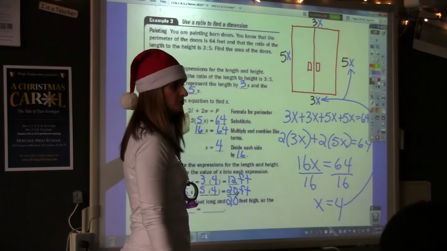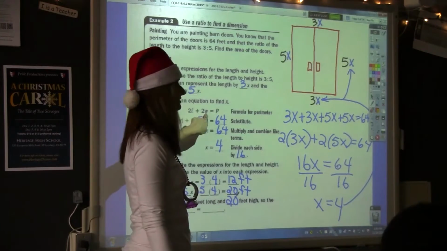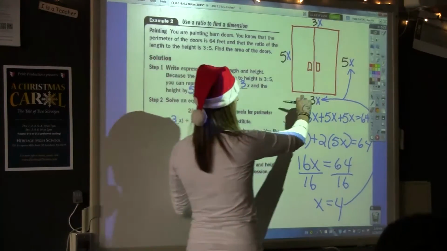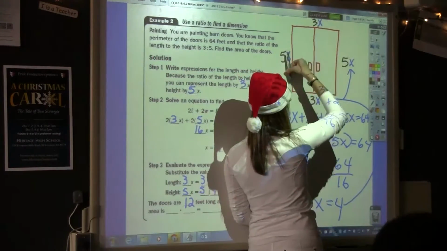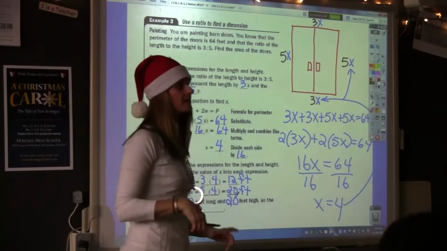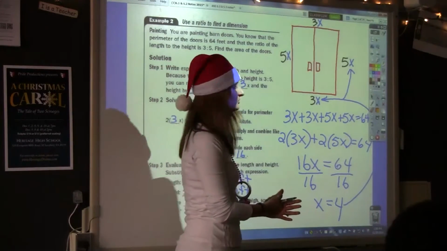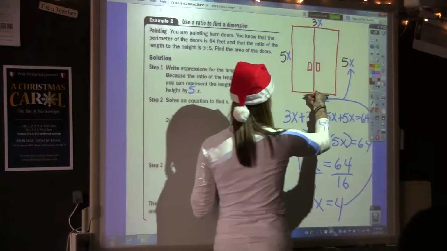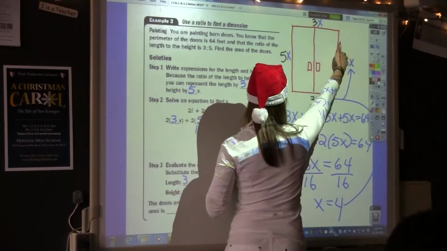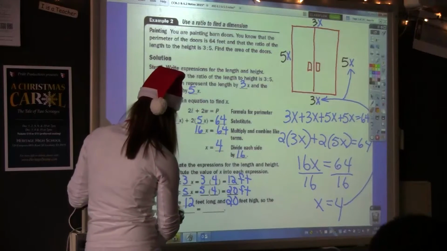That's perimeter: 2 times the length plus 2 times the width. You add those up. What's the area of a rectangle? Length times width. So we are just going to take our length and our height, and multiply them.